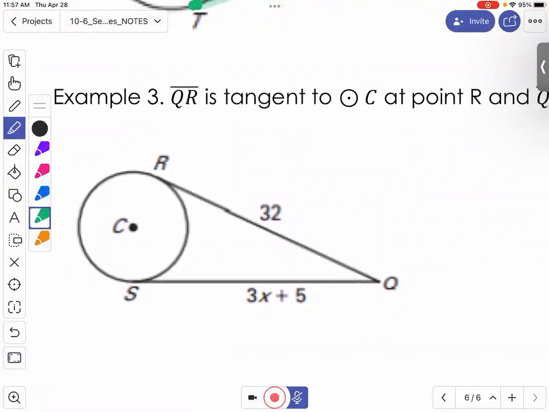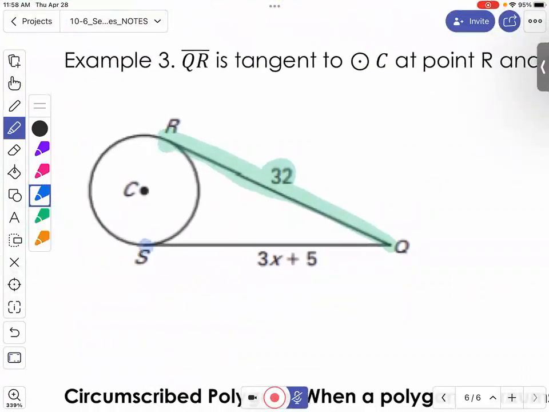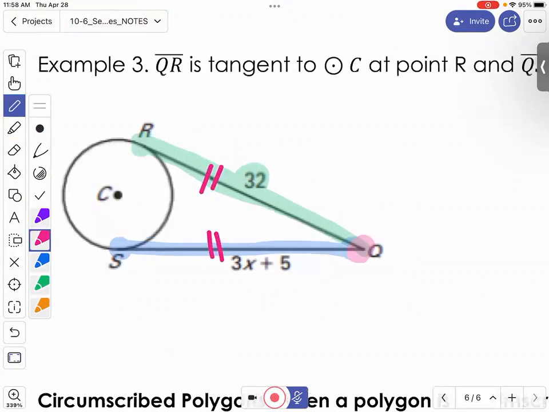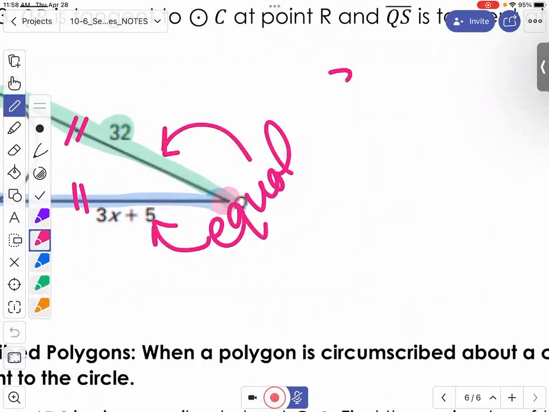Segment QR is tangent to the circle at point R. So point R, point of tangency, that's this entire tangent segment, which is 32. The next one says segment QS is tangent at point S. So point S, point of tangency, all the way out to Q. Guess what? They intersect at the same place. So therefore, these must be congruent to each other. So that means they will be equal when I try to solve this for X. They have to be equal in length. So my 32 has to equal 3X plus 5.